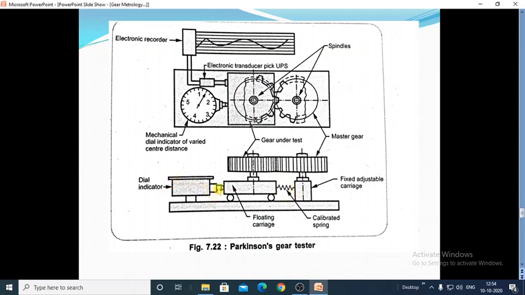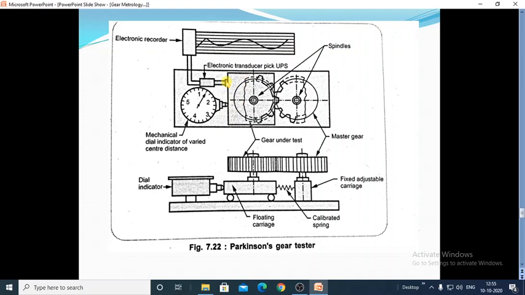After that, the master gear and the gear under test will be mounted on the respective spindles. Then we have to rotate this gear and observe the variation in the dial indicator. If the readings are within the acceptable limit, the gear is selected. Otherwise, it will be rejected.